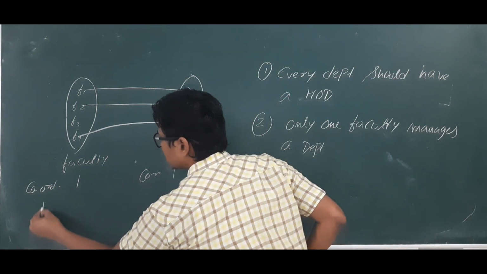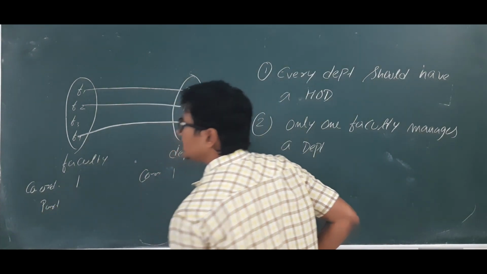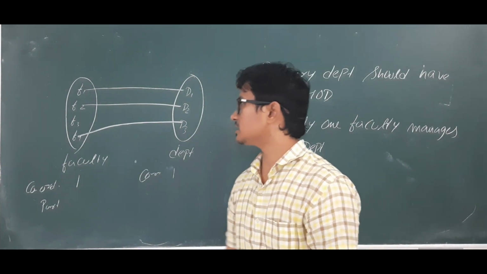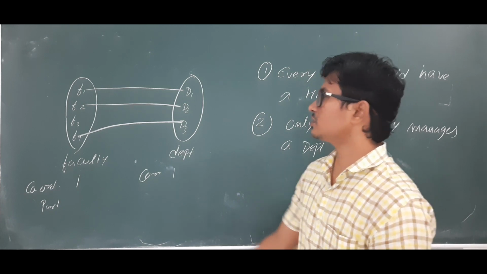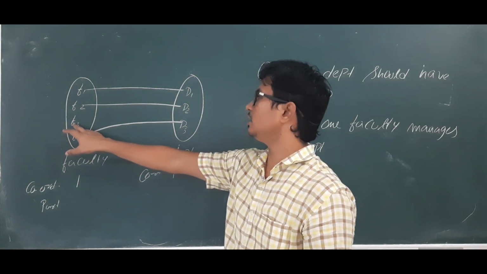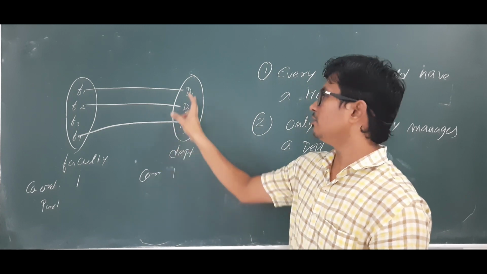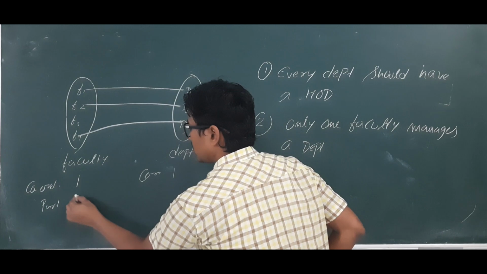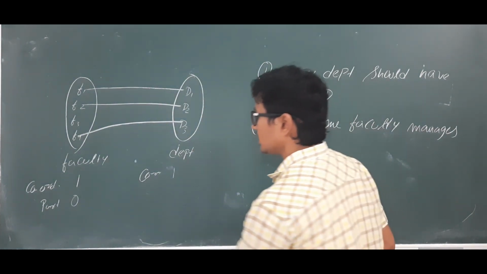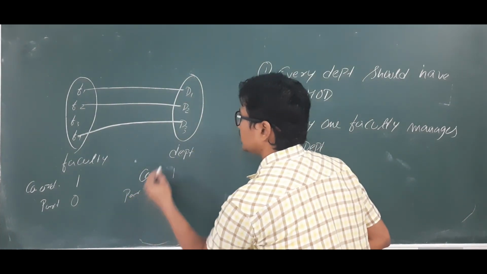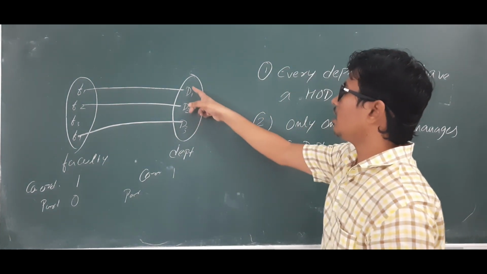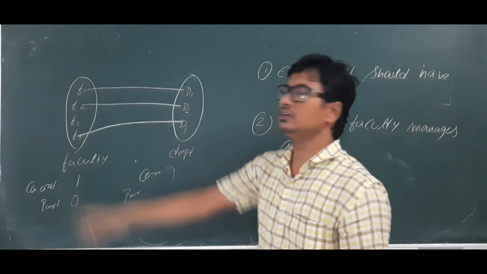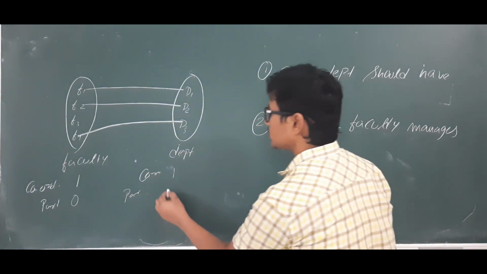Now what about the participation value? Participation says the minimum, whereas cardinality speaks about the maximum relationship. Participation says the minimum relationship. You see that there is a faculty F3 who is not having a relationship with any entity in the department, so I can say that the participation value is 0 for the faculty. What is the participation value for the department? You see that all the entities are participating with some of the entities in the faculty, so I can say that the participation value is 1.